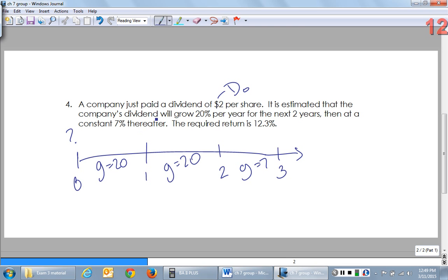So D1 is equal to the last dividend paid, the $2, times 1 plus the 20% growth rate to give us $2.40. At time period 2, the dividend is equal to the $2.40 times 1 plus the 20% growth rate to give you $2.88. And the dividend at time period 3 is equal to the $2.88 times 1 plus the 7% growth rate to give you $3.08.